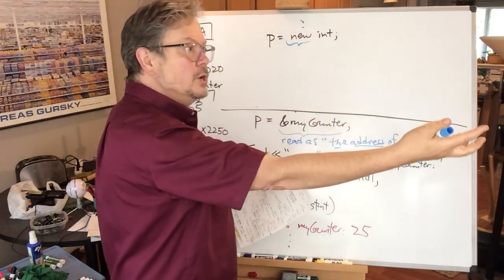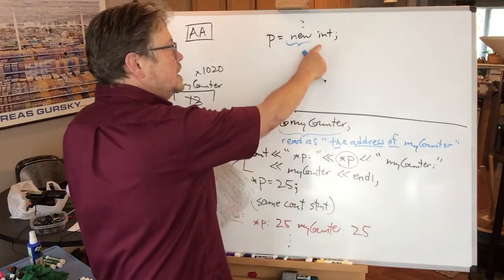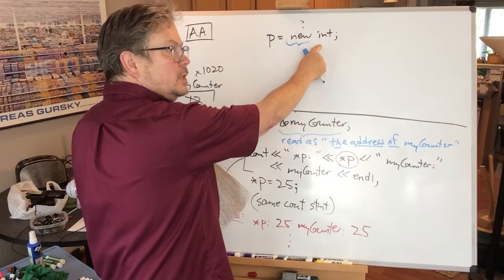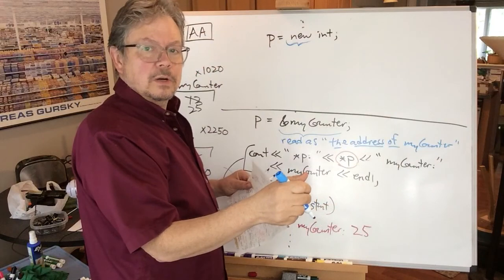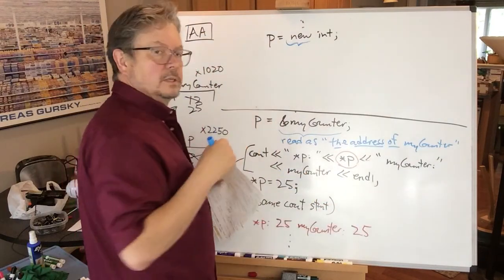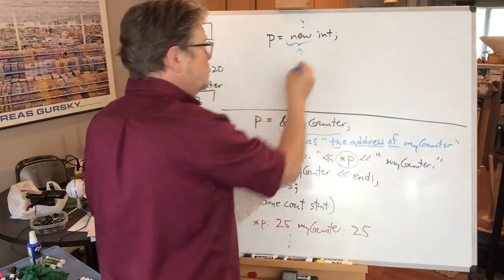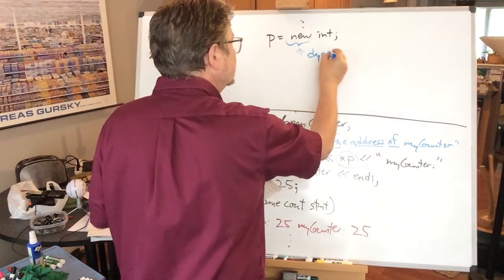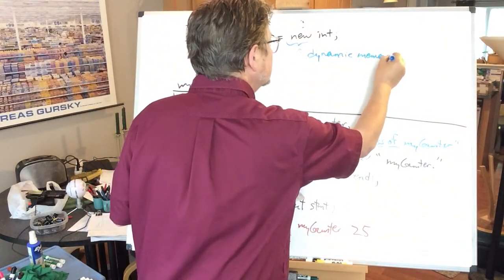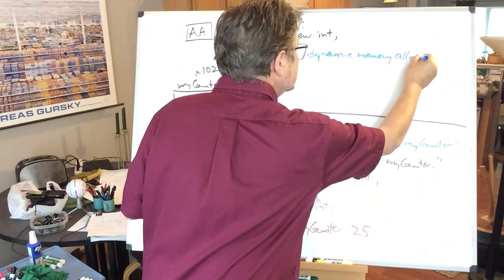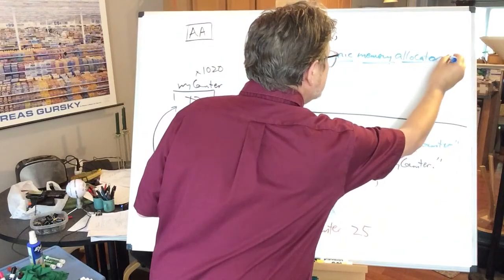You call function new, it runs out there and finds some storage that your program's not using yet. In this case, just the right size to hold an integer, stakes its claim, says this now belongs to the program that I'm working on behalf of, and it returns the address. That was quite a mouthful, I know. Let me get some stuff written. This is the dynamic memory allocator. Dynamic memory allocator.